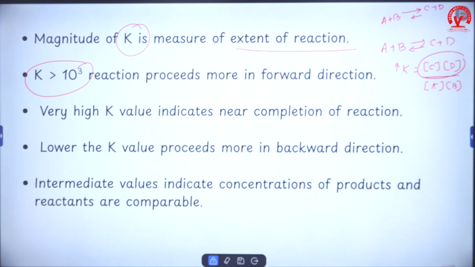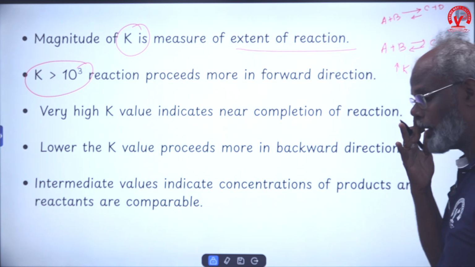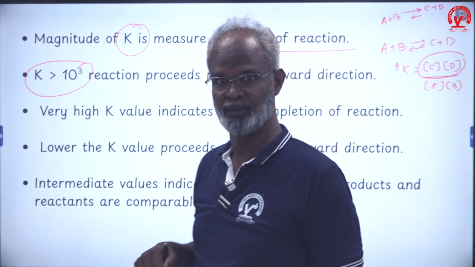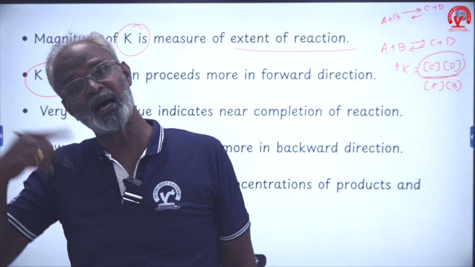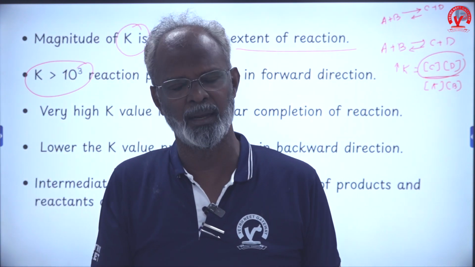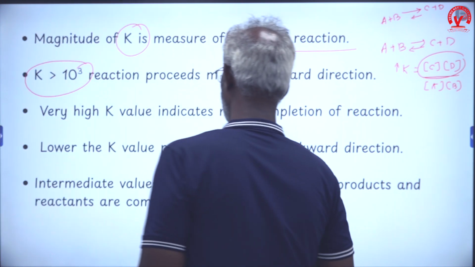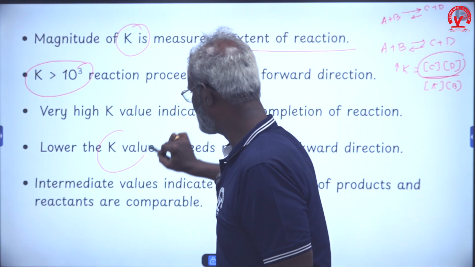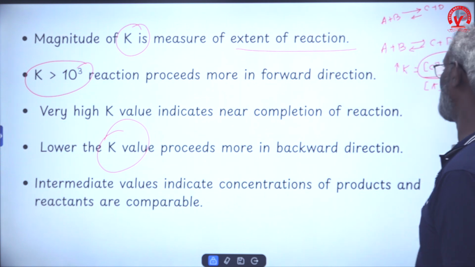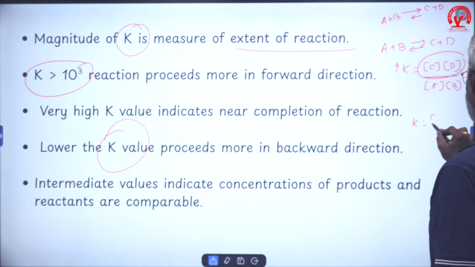So if the K value is more, that indicates the reaction happens much more in the forward direction than in the reverse direction. If K value is large, that means the reaction almost goes to completion. There are no reactants at all, only products. Then the next case is when the K value is low. K is equal to CD divided by AB.